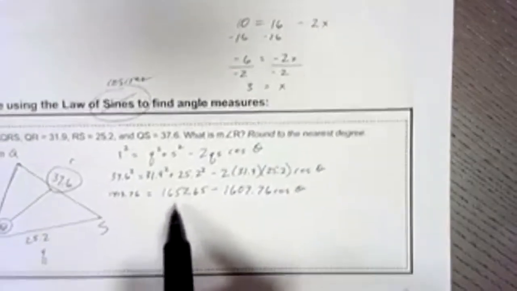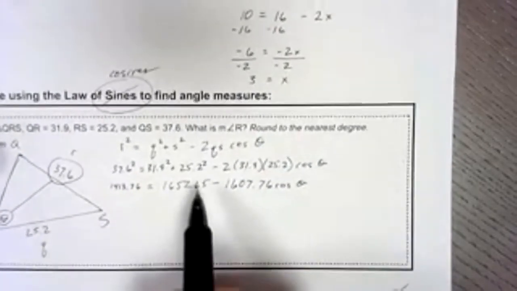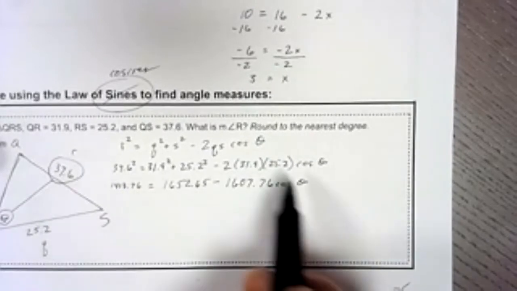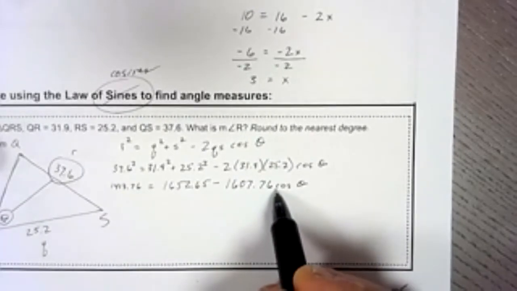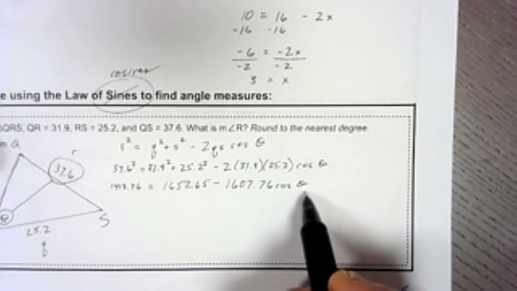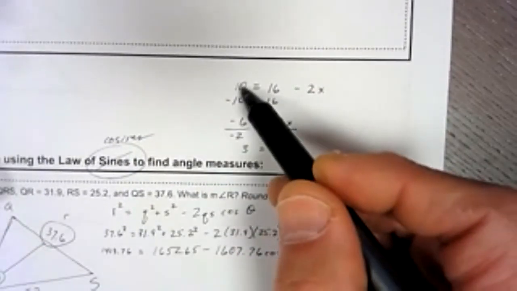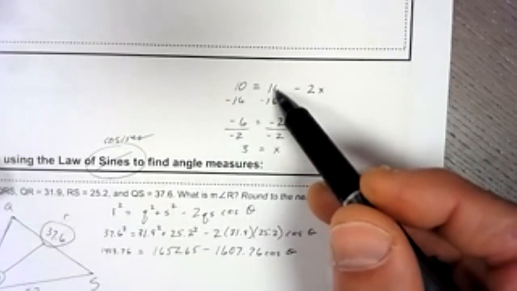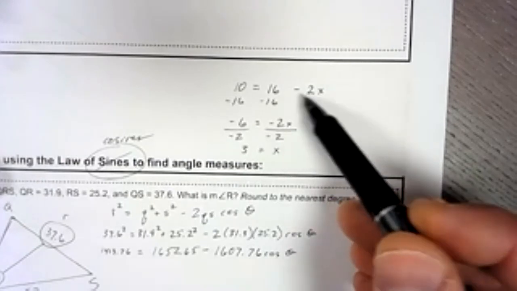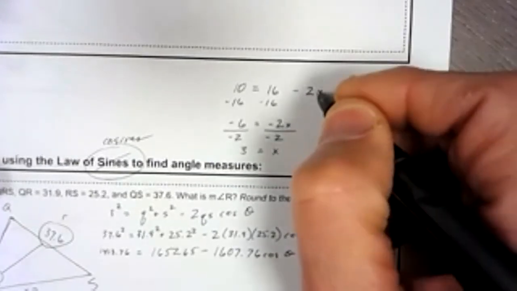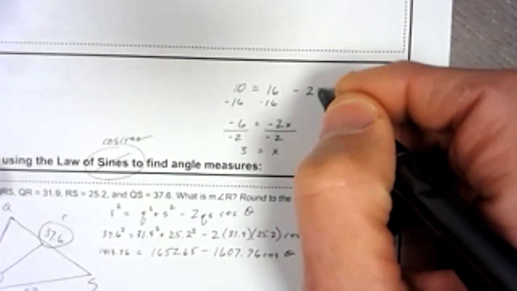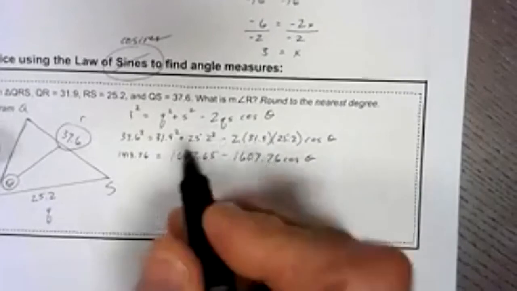This equation down here is exactly the same as something like that. The numbers are just a little bit bigger, and instead of x, we're solving for the cosine of theta. So you see how we have this number that matches up with the 10, this number that matches up with 16, and this cosine theta term matches up with the -2x up here. So we solve those the same exact way. Let's go ahead and move forward with that.